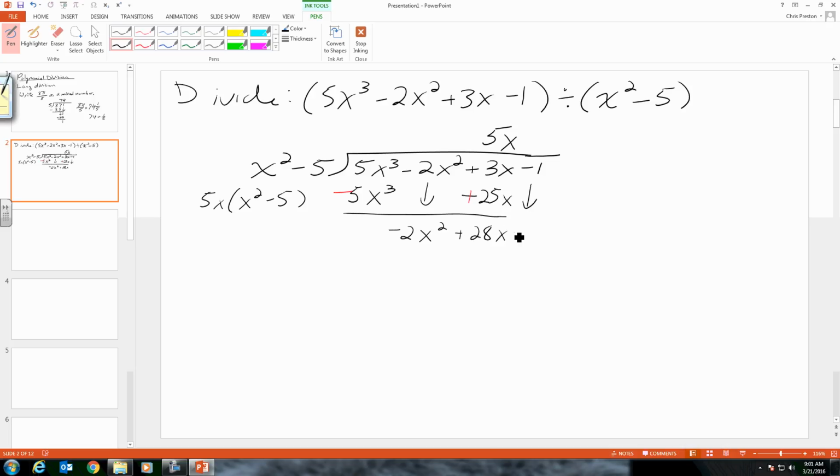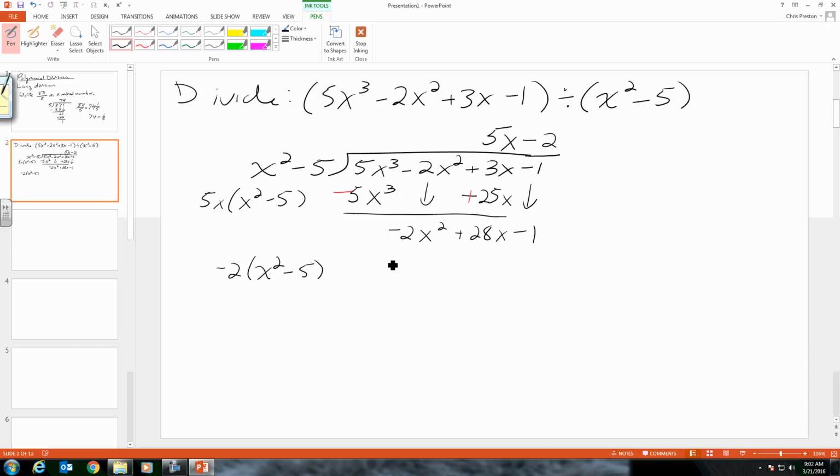Then I bring down the next term. And I start the process over again. I ask myself, what do I multiply x squared by, this leading term in the divisor, to match the first term down here, negative 2x squared? Well, I got the x squared part covered, but I need this negative 2, so I'm going to multiply by a negative 2. Remember, you always start by matching. Make it perfect. So I'm going to take negative 2 times x squared minus 5, my whole divisor.